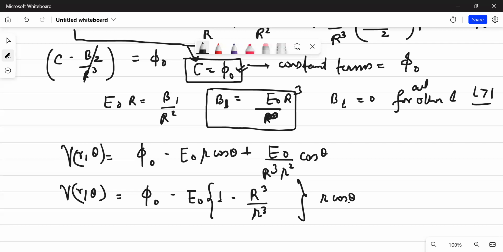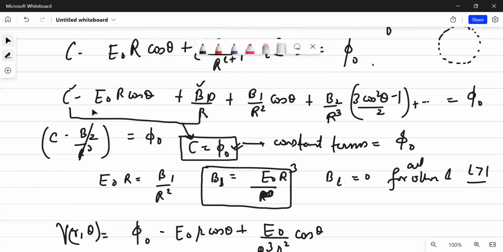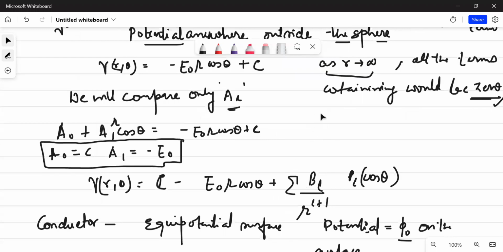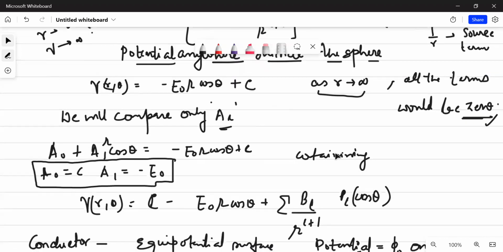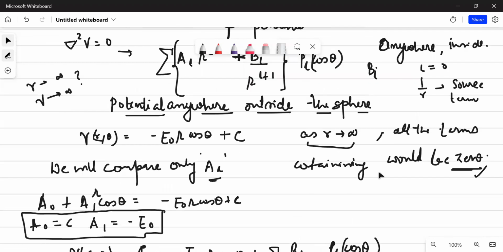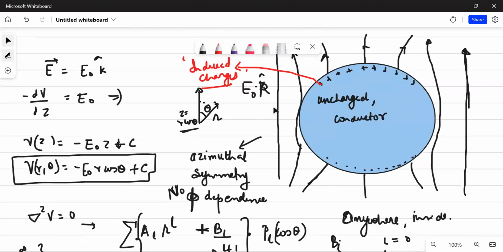Yes, sir. Okay. So when this particular sphere was not present, an electric field was present. If you write this electric field in radial terms, that is, if you don't write E naught k cap, what would the electric field be? E naught k cap. If I want to write the potential, what would the potential be? It will be minus E naught z, or I can simply write some constant minus E naught r cos theta. This would be the potential, even as r tends to infinity.